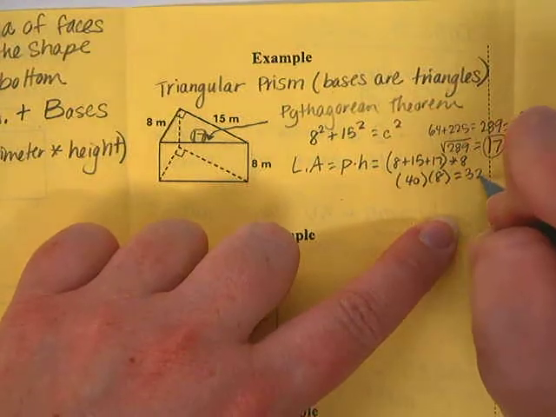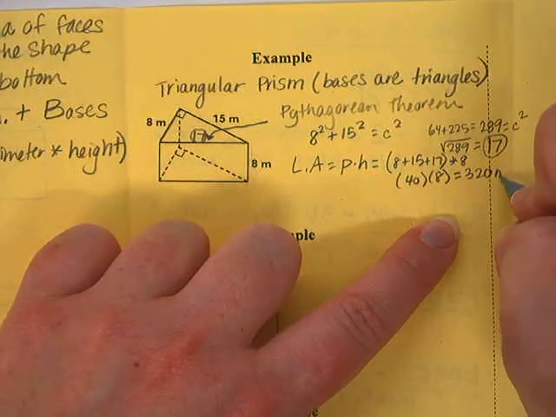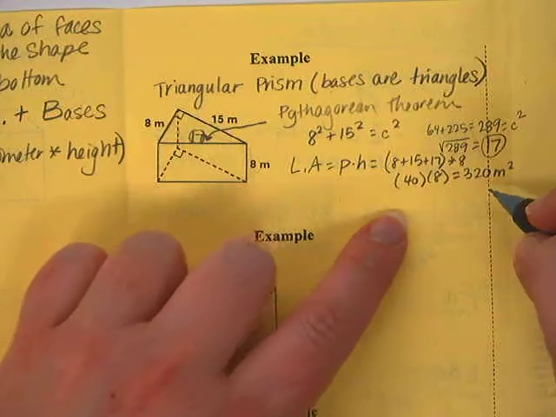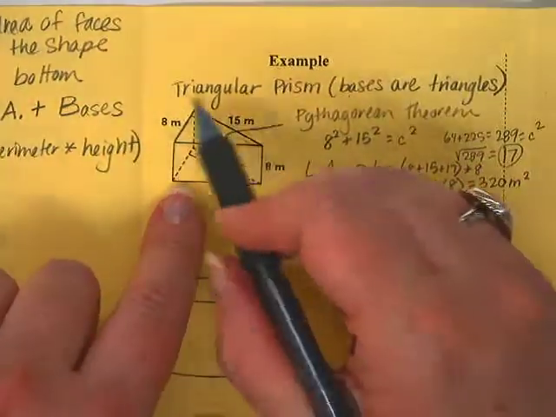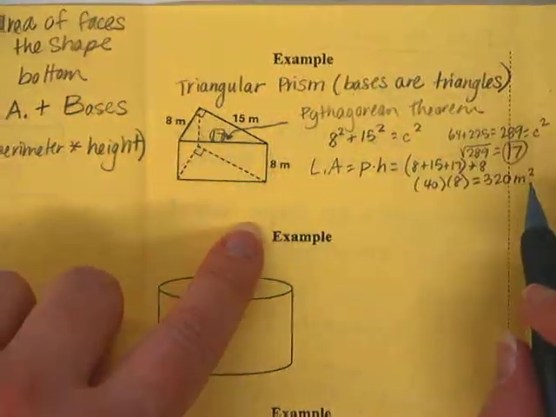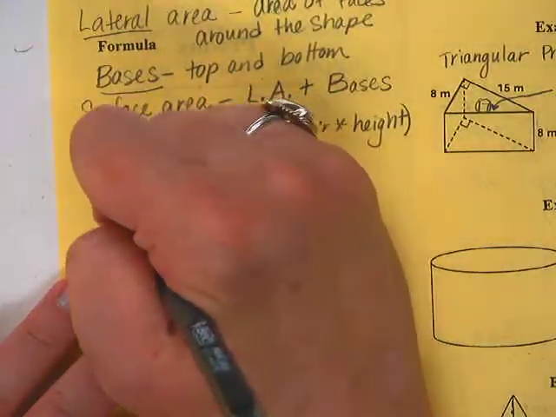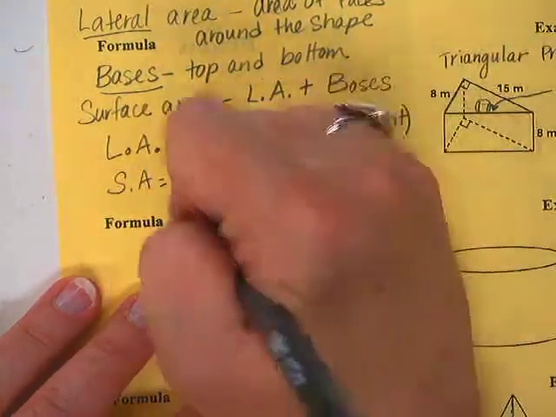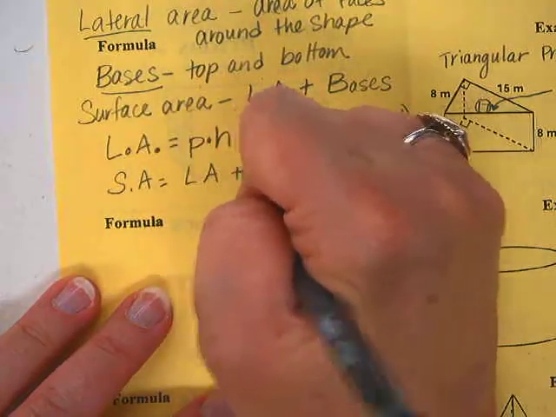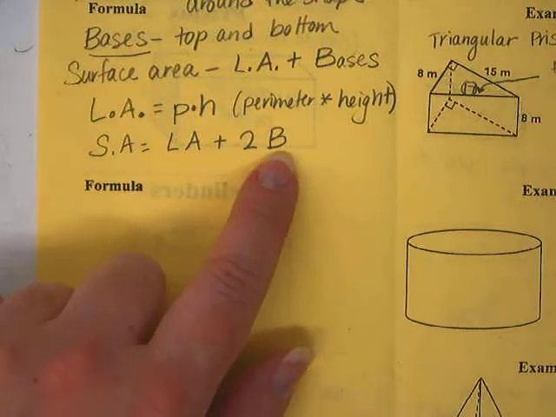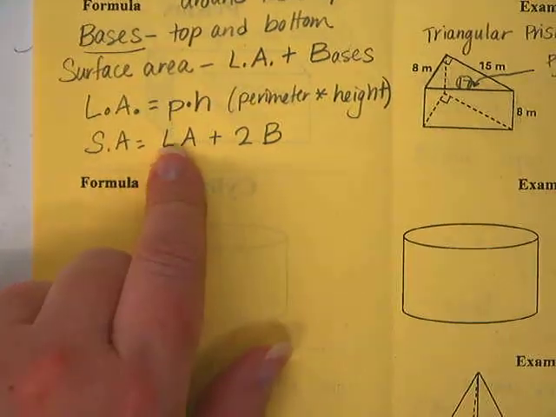You can use a calculator if you need to. That's fine. But what's 4 times 8? 32. So what's 40 times 8? 320. So that is the lateral area, and that will be square meters because we're doing area and the units are all in meters. Okay, we're not done till we have surface area.